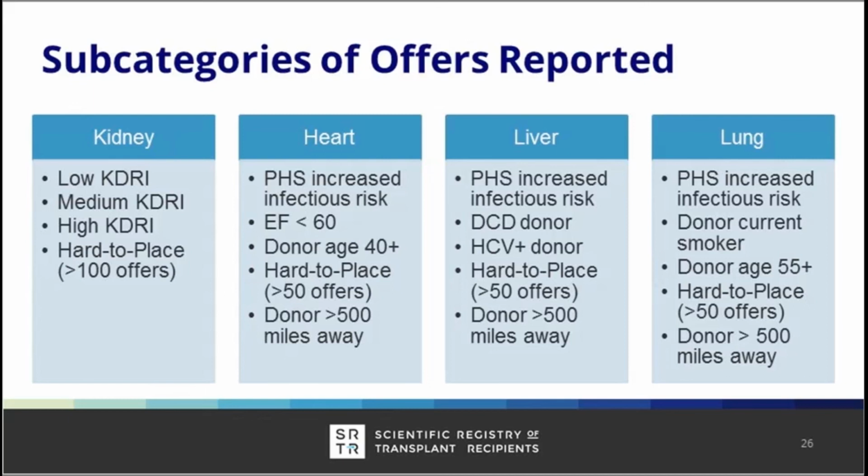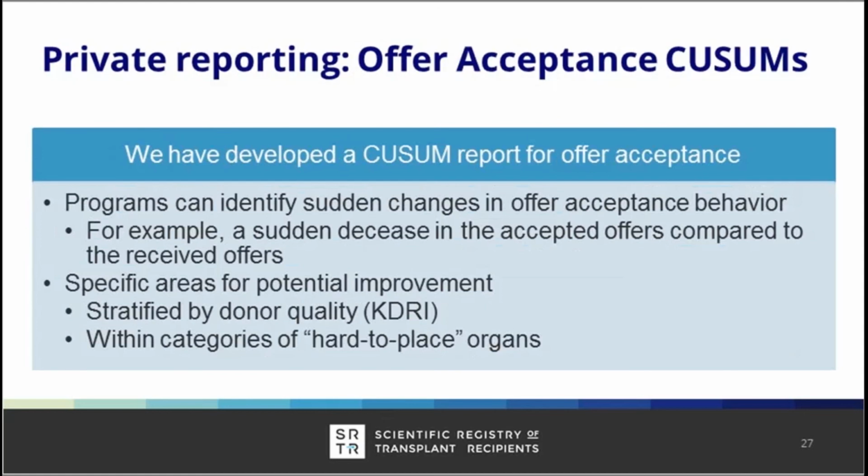For heart, liver, and lung, that's defined as greater than 50 offers. In other words, if it's already gone through 50 declines, we now consider that in this hard-to-place bucket. For kidney, it's a little more liberal. It goes out to 100 offers, but the other three organs, that's defined at a cut point of 50. And then for heart, liver, and lung, we also have this distance factor baked into those tables. So if the donor was greater than 500 miles away, we give you a subclassification based on that as well. So that's what's available in the public reports.